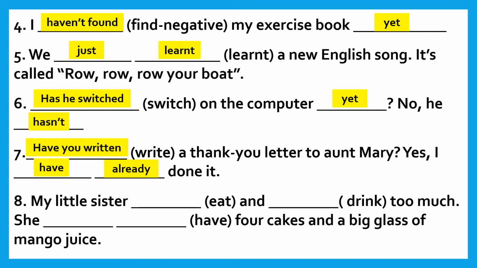The eighth one, my little sister dash eat and dash drink too much. She dash dash have 4 cakes and a big glass of mango juice. Answer: my little sister has eaten and drunk too much. She has had 4 cakes and a big glass of mango juice.